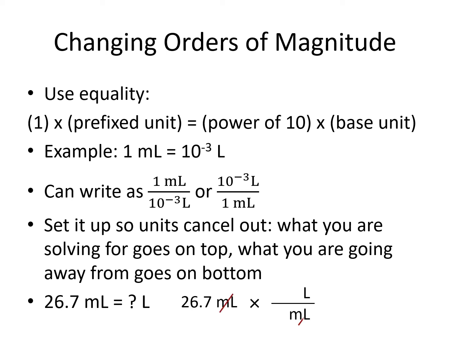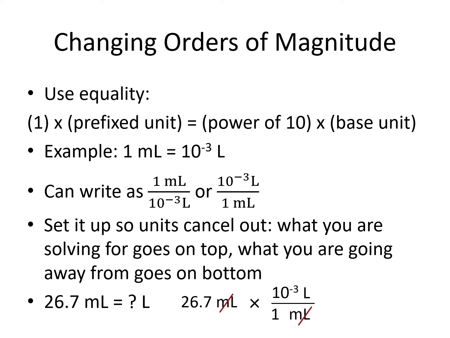I would have liters on top, since that is the unit I am solving for. Then I fill in my conversion factor based on my equality. 1 goes next to milliliters, and 10 to the minus 3 goes next to liters. I always put 1 next to my prefix unit, in this case milliliters, and my power of 10 next to my base unit, in this case liters. Again, notice my power of 10 and my prefix are on opposite sides of my conversion factor.